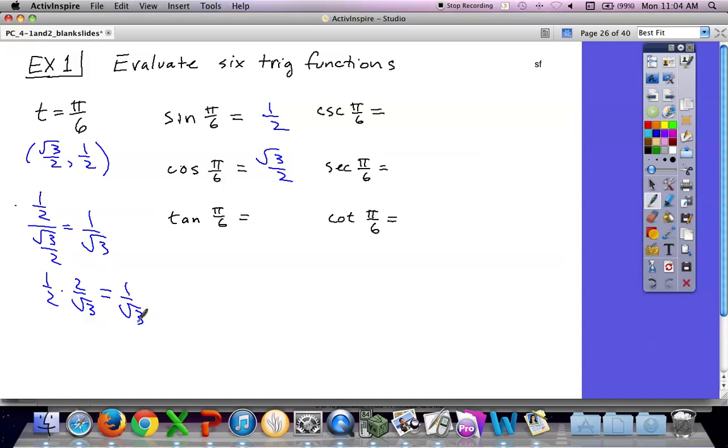But we have to rationalize the denominator. Well, what is this going to look like once I've rationalized the denominator? The square root of 3 over 3, right? If you do this, you get root 3 over 3.